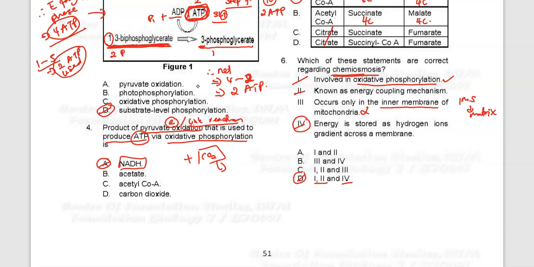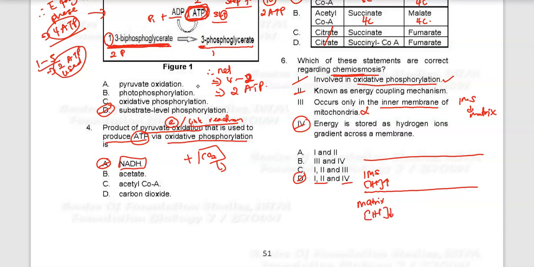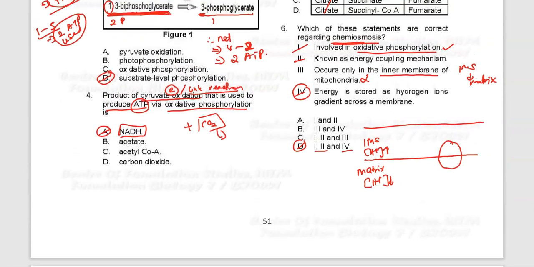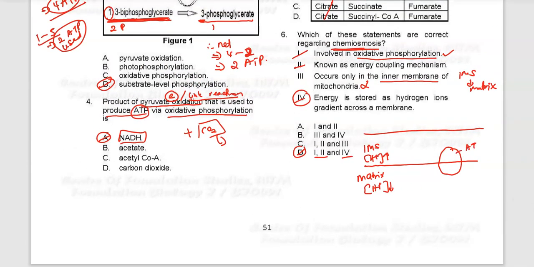For chemiosmosis, what you have to understand is, for example, you have the inner membrane of mitochondria, and here is the outer membrane of mitochondria. In between, you have the intermembrane space where the concentration of hydrogen ions is high. Here in this region is the matrix, where the concentration of hydrogen ions will be low. During chemiosmosis, due to the high concentration of hydrogen ions, the hydrogen ions will use a protein embedded in the inner membrane of mitochondria. We call it ATP synthase.